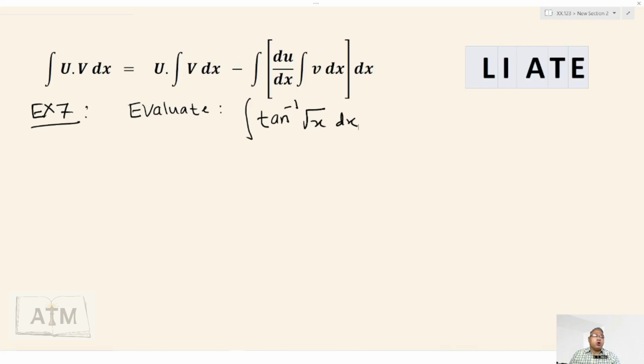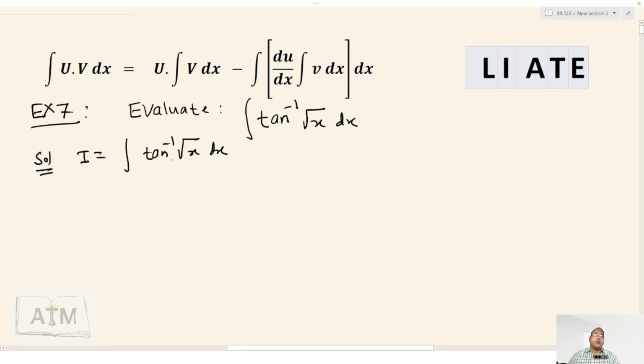Example 7. Evaluate integration of tan inverse of root x. Solution: I equals integration of tan inverse of root x with respect to x. In integration, a direct formula is mostly not useful. Whenever a question is given, there are some simplifications or tricks. Here tan inverse of root x is a single function, so this cannot be done directly by using some formula. There must be some trick.